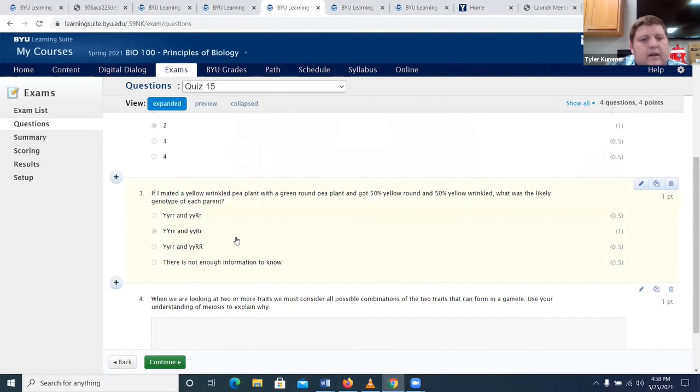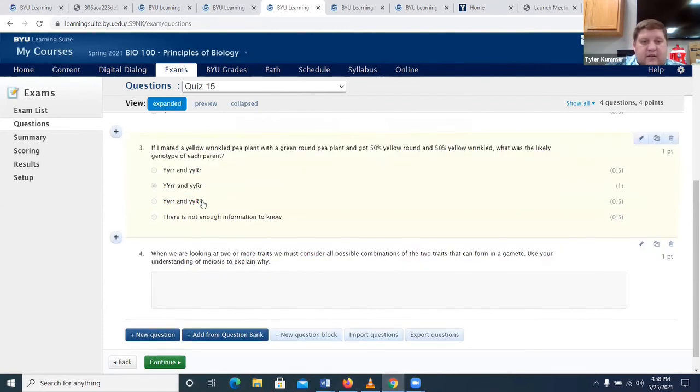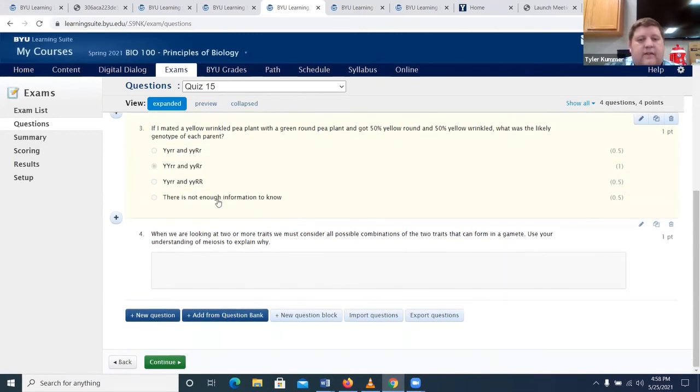So this one, they would all be round because this parent would all give each one a round allele. In this one, 50% would be yellow, 50% would be green in that particular cross. So of the options we have.